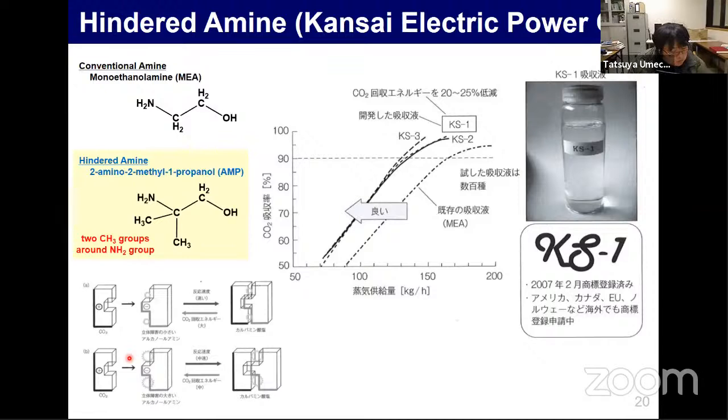The weakening of the chemical bond between carbon dioxide and amine compounds leads to the lowering of the thermal energy in the release process. In fact, researchers at a Japanese company have succeeded in reducing the energy consumption in the release process by using hindered amine.